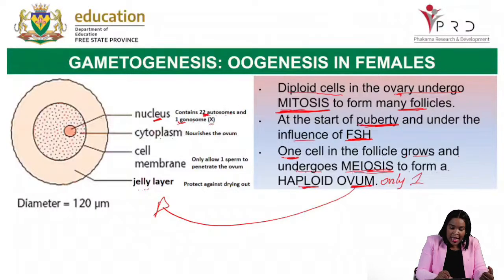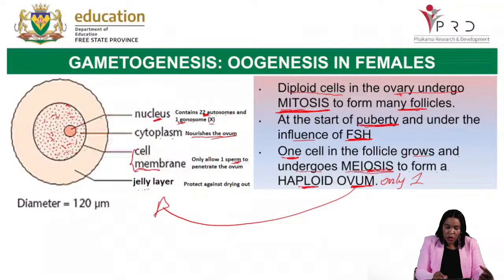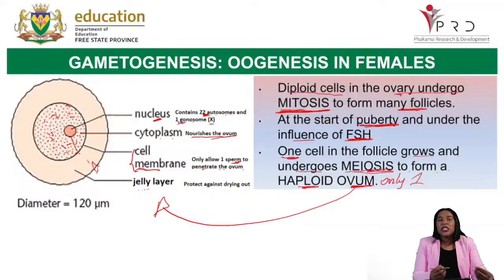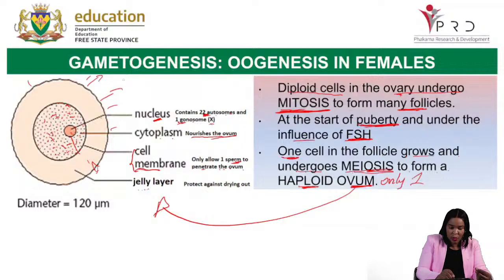Then the cytoplasm around the nucleus, see the cytoplasm right there, it nourishes this ovum. It gives it the nourishment that it needs. And then surrounding the cytoplasm, you have the cell membrane. Now this cell membrane only allows one sperm to penetrate the ovum. Remember, the sperm is going to come with its acrosome wanting to penetrate here. So it only allows one sperm cell to enter. The fastest sperm cell will be the one that fertilizes the nucleus of this ovum. Then the rest of the sperm cells are going to go back. So that is because of what? The cell membrane. And then the jelly layer protects the ovum against drying out.